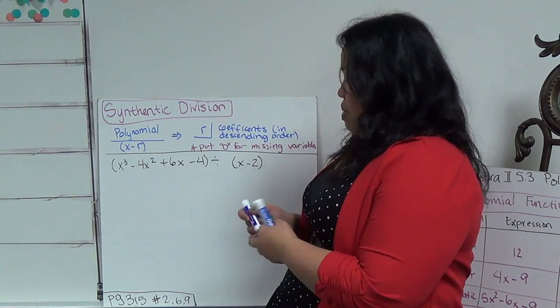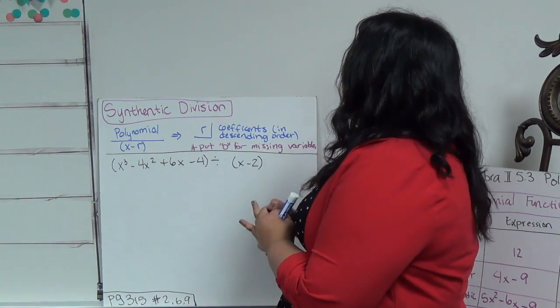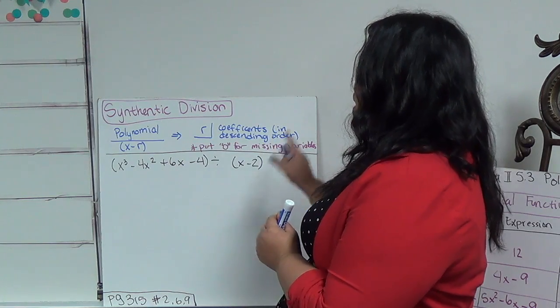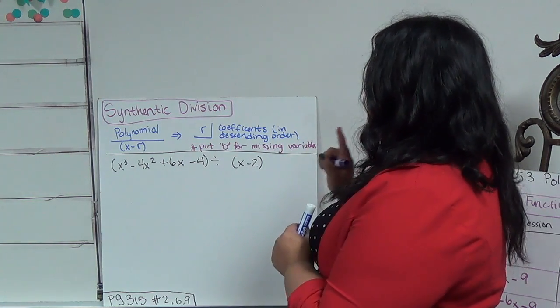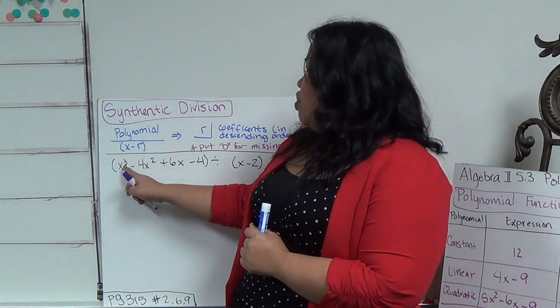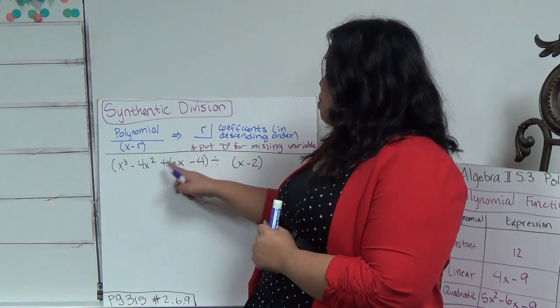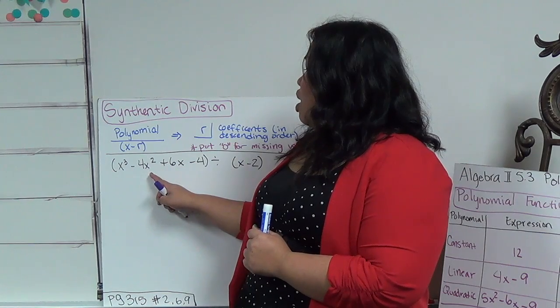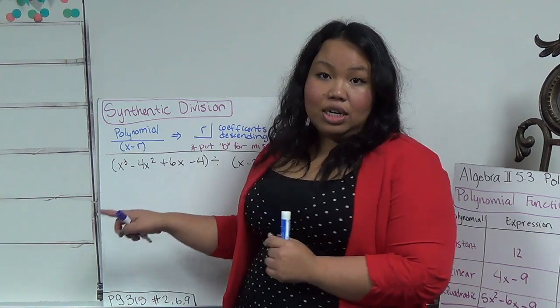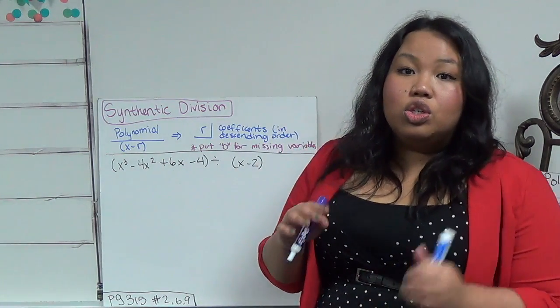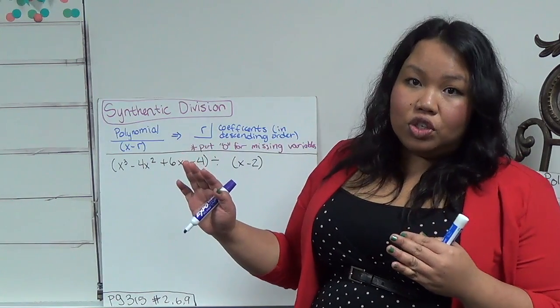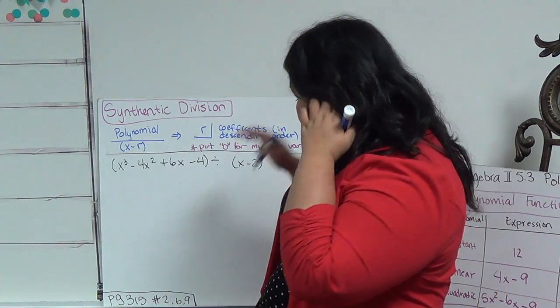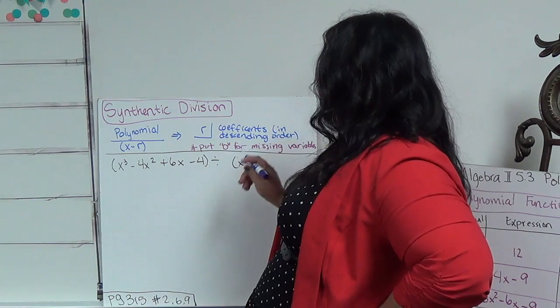And I'll show you what I mean. Then I put the coefficients in descending order. I have to make sure all the terms are there. So for example, if I had a term with a power of 1 but no x squared term, I would have to put 0 in place of x squared. I have to make sure to keep each placeholder. It's not like long division. I have to make sure that I don't skip anything.